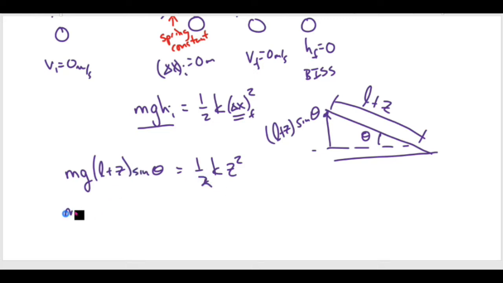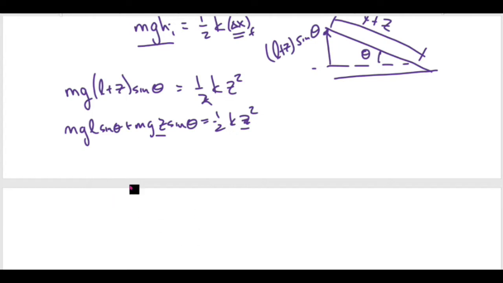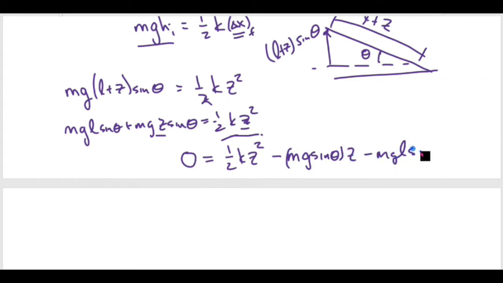Now we do a little distributing here, so I have mgL sine theta plus mgz sine theta is equal to 1/2 kz squared. I have my unknown right here. I do have a squared term, and so we are dealing with a quadratic, so I need to set this equal to 0 so I can use the formula. So I have 0 is equal to 1/2 kz squared. I am putting everything over on the right-hand side because it's my own personal eccentricity. I'd like the quadratic term to have a positive coefficient. So I'm going to be minus mg sine theta z minus mgL sine theta.